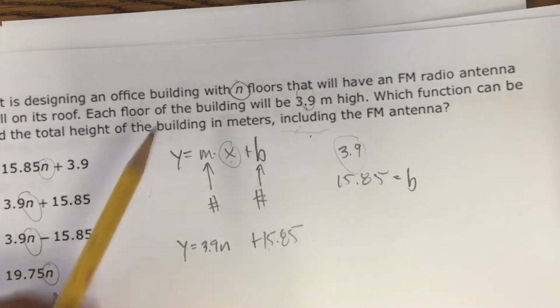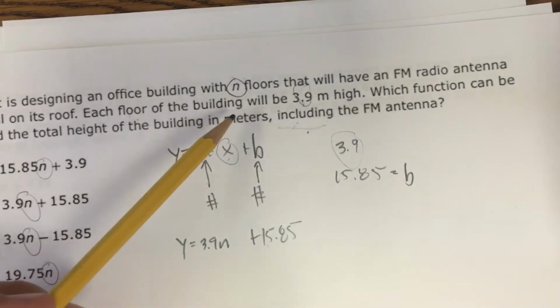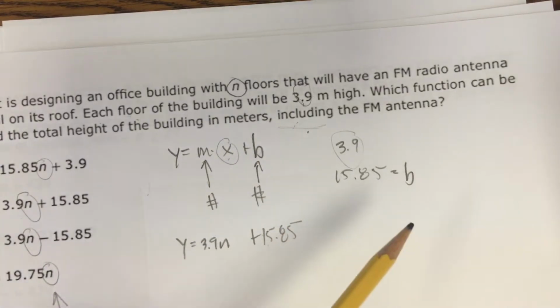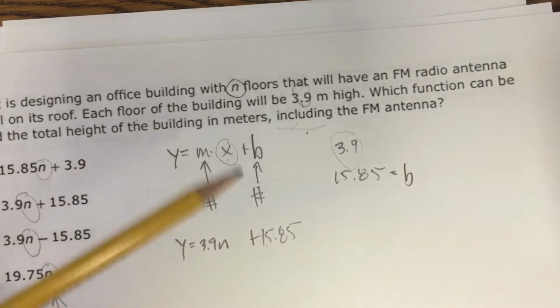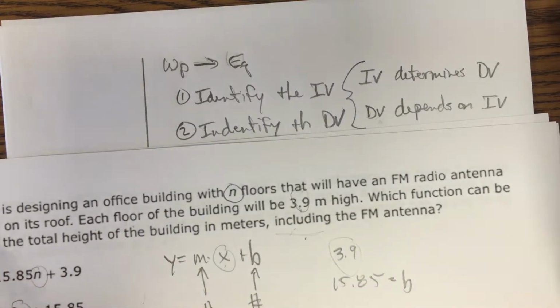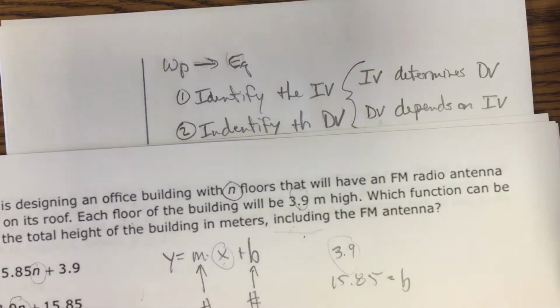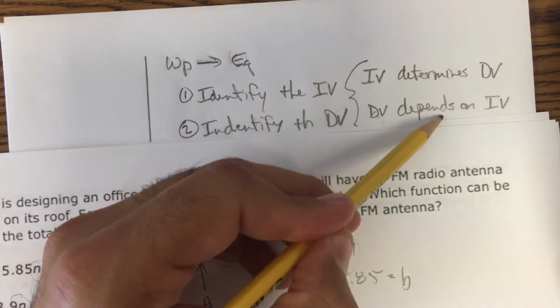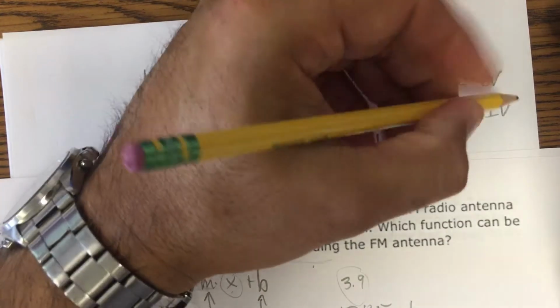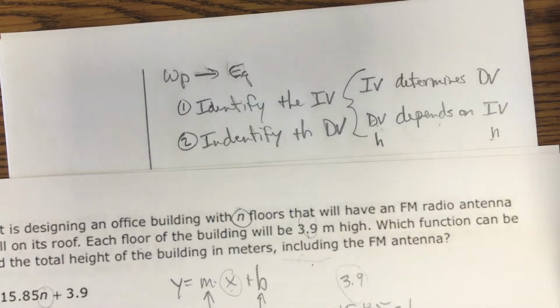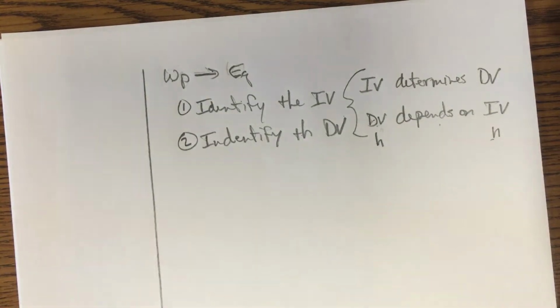So in our example right here with the floors and the height, do the number of floors determine the height, or does the height determine the number of floors? Well, you'd have floors first, and then you could measure the total height. Or we can say it this way. Does the total height depend on the number of floors, or does the number of floors depend on the total height? The total height of the building is going to depend on the number of floors. Height depends on floors. Height is your y, n is your x. Okay, that's the way that kind of works.